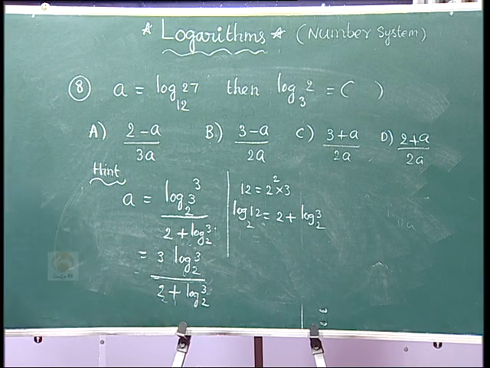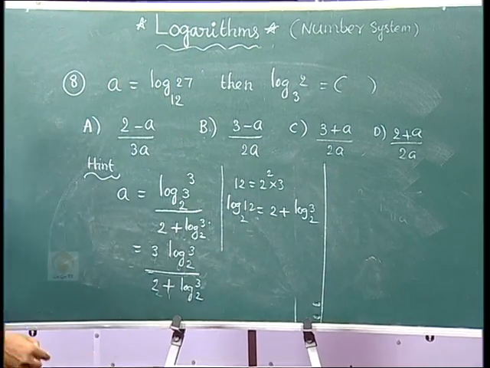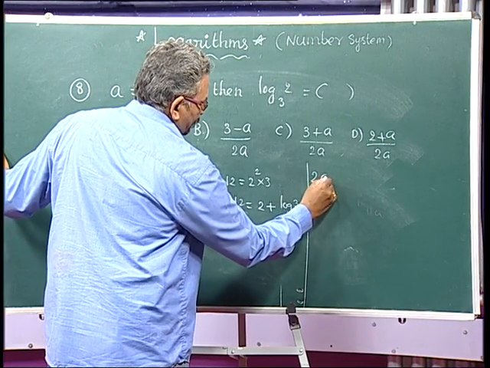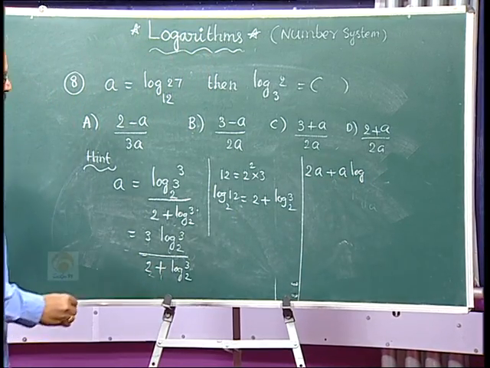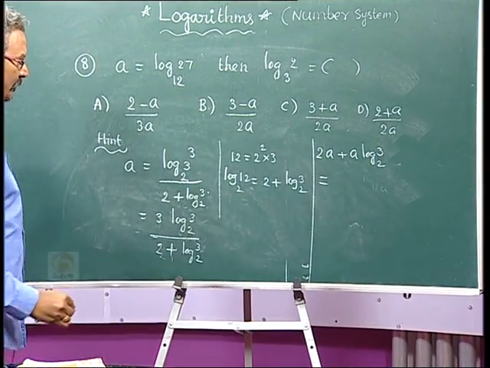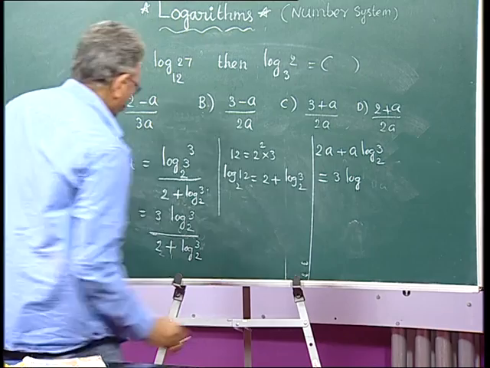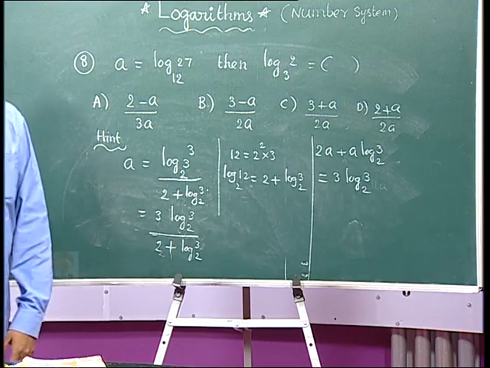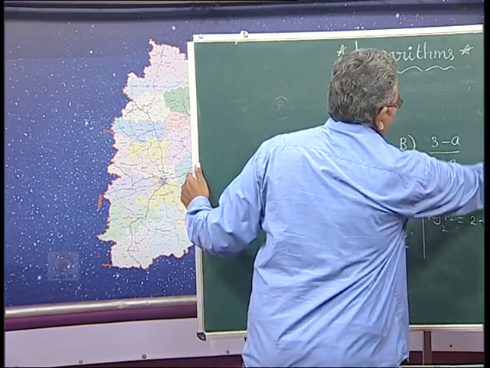Just cross multiply. If you cross multiply, what do you get? You see, a into 2 plus log 3 base 2 is equal to 3 log 3 base 2. Okay. So, what is our aim? To find out log 2 base 3.